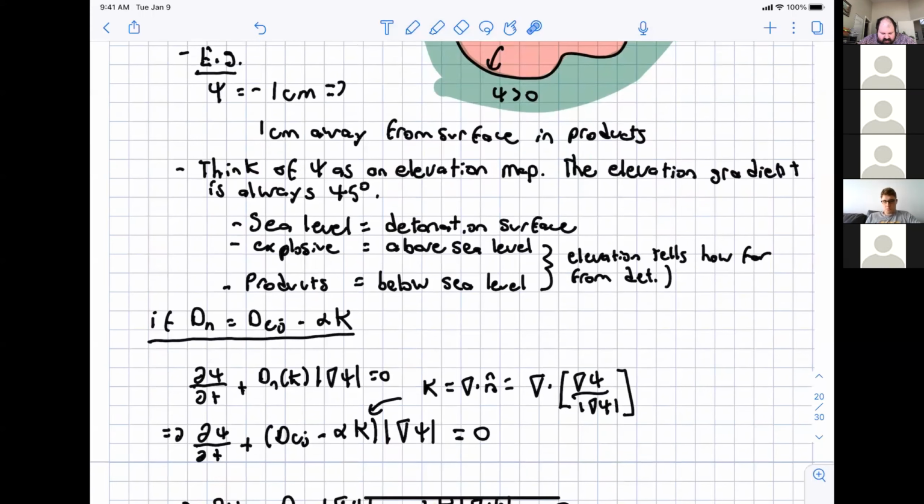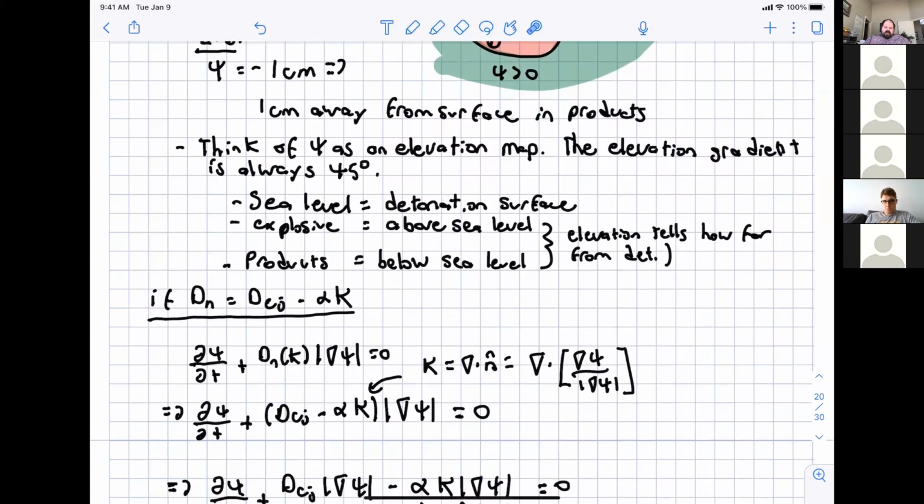Okay, so now let's examine the case where the detonation velocity is equal to the CJ velocity, and we're just going to do a linear fit on the D-kappa relationship. So it'll be minus alpha times the curvature. Alpha is basically just some fit, some slope parameter here.